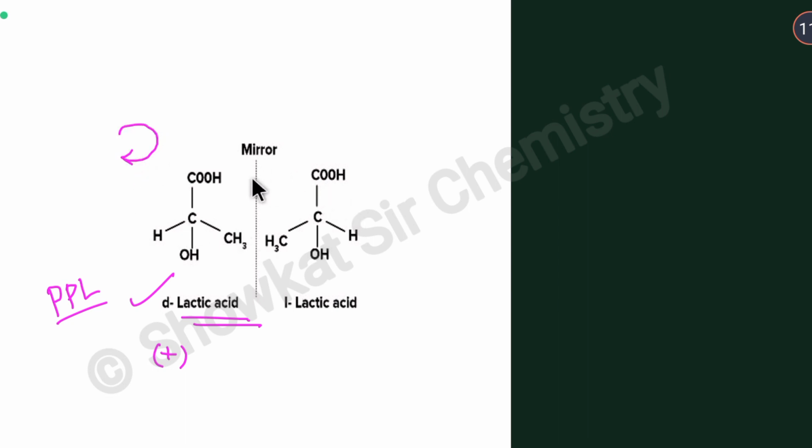And now if I have this mirror, and this is the mirror image of this lactic acid, it will rotate the plane polarized light towards the left, that means in the anti-clockwise direction, just like this. So this is my l, and it is your minus isomer. So one is plus dextro, another is small l, that is the levo. So this is one enantiomer, this one is another. So these are enantiomers. Now you can check out here, this carbon is your chiral carbon.